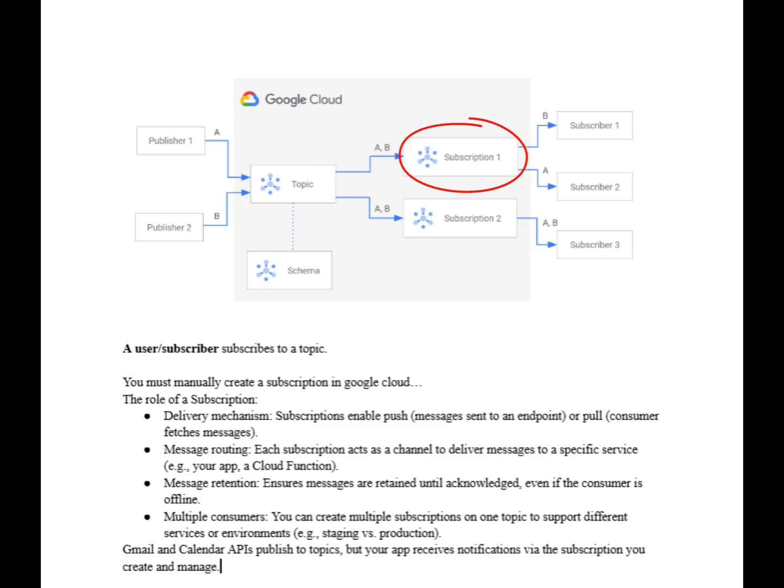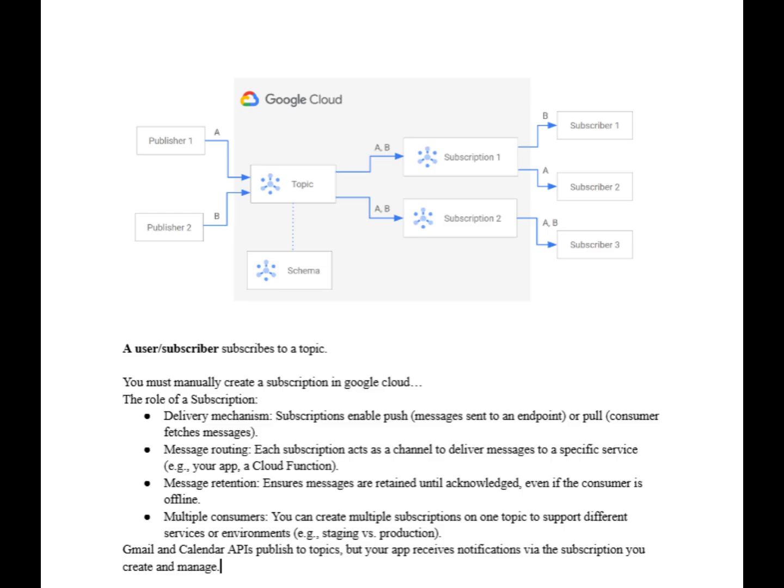Okay, now a subscription is a named endpoint that represents a delivery configuration for a topic. It defines how messages from a topic should be delivered to subscribers. Each subscription is tied to one topic, and a topic can have multiple subscriptions, and a topic can have different delivery policies, whether it's push or pull.